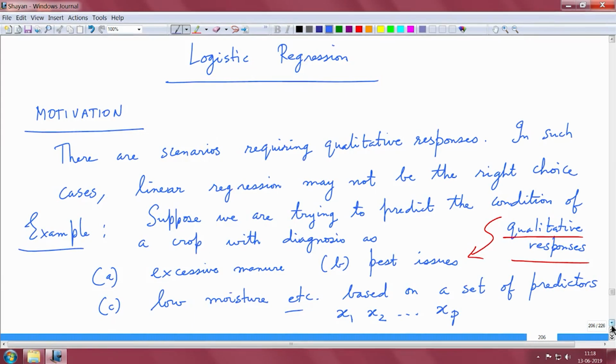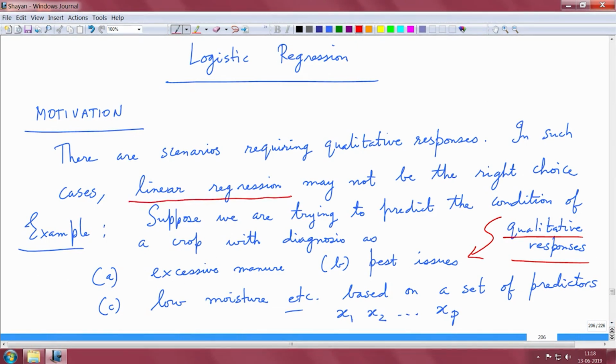Okay, let us get started with this idea of logistic regression. In the last module we studied linear regression, so let us study logistic regression in this module. First of all, what is the motivation for logistic regression? There are scenarios requiring qualitative responses. In such cases, linear regression may not be the right choice.